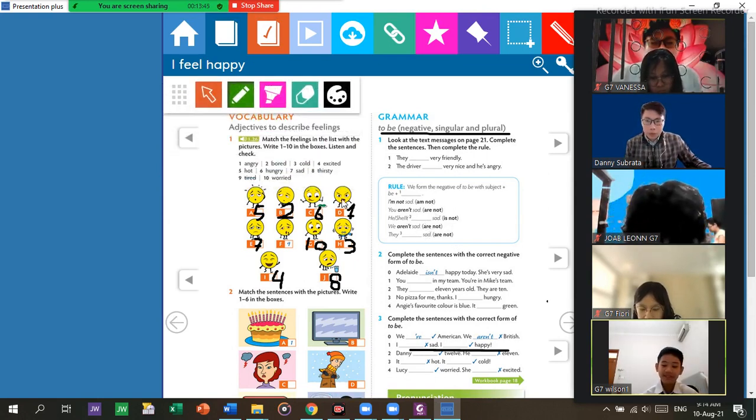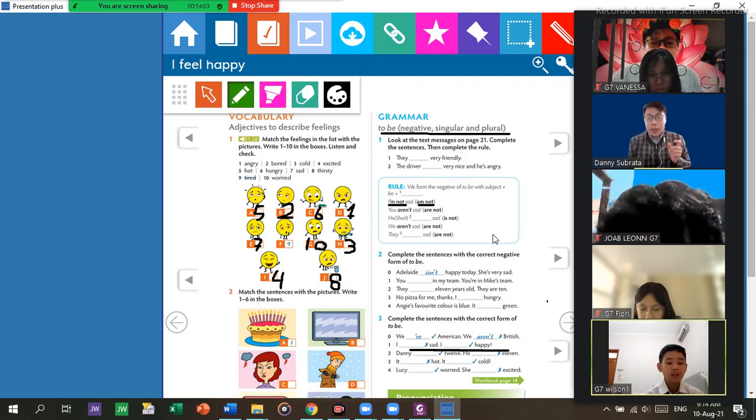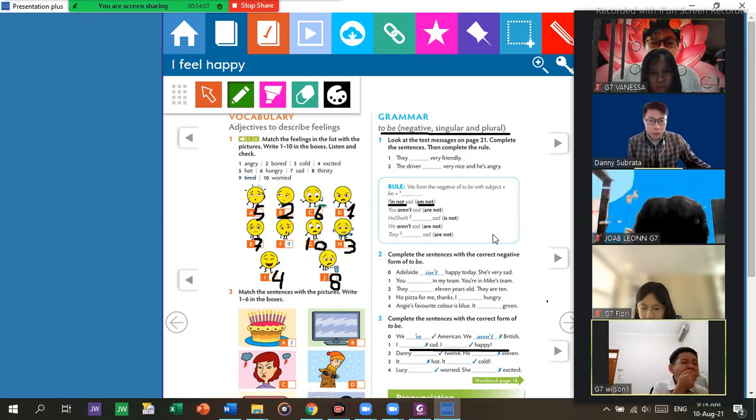Yeah, it's 22. Okay. So, like I told you last week, if we have something, for example, I am not, we need to use the apostrophe, am not. So we shorten it. The reason why is that it makes it easier for us to read and easier for us to write. So please do not forget to write down the apostrophe.